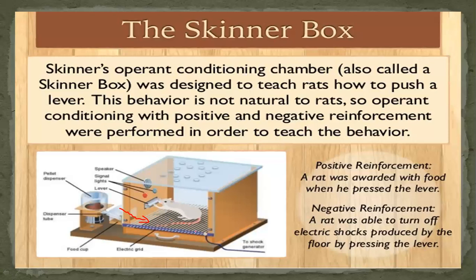As the animal learns by chance, that is known as trial and error learning. And here we can see positive reinforcement, meaning the rat was rewarded with food when it pressed the lever, and negative reinforcement, where the rat was able to turn off electric shocks produced by the floor by pressing the lever. So there are buttons, you press the button, and the shocks are finished, the electric shocks are not produced at that time.